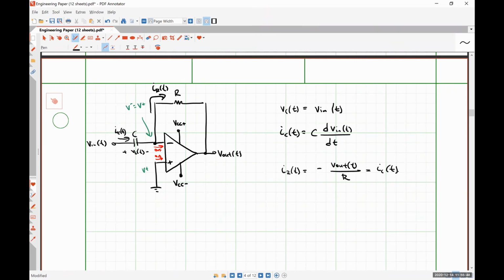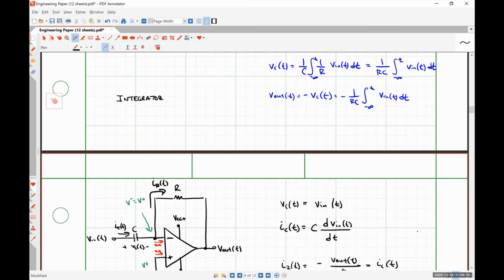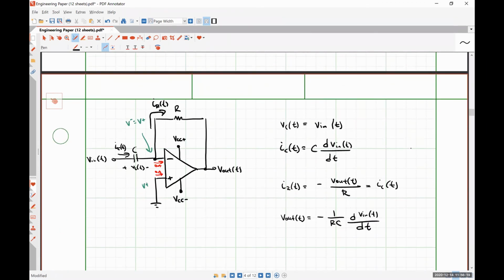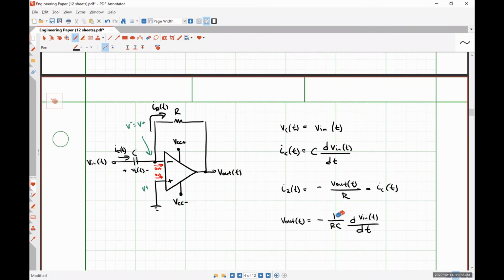So from this, we get Vout as a function of time is negative 1 divided by RC, derivative Vn with respect to time. Hold on, I might have done that wrong. It might be supposed to be R times C. Let me do the algebra here so I don't screw this thing up again like I did last time. C dVn by dt. All right, so these two are equal. Yeah, so it should be negative R times C when I get Vout by itself. There we go. Sorry about that.